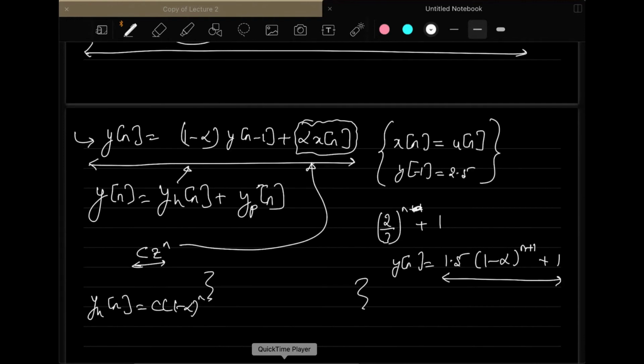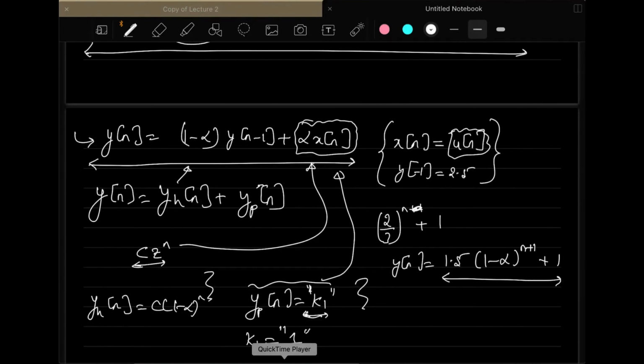And for the unit step, what you are doing is you are assuming a particular solution y_p[n] as k1. This is your assumption because we know that a unit step will have this as the solution. And then what you do is you put this y_p[n] equal to k1 into this expression, and then you can easily solve for the value of k, or you can say k1. The value of k1 will come out to be 1 as you substitute this y_p[n] as a solution, right? So you can put it easily here, it's a constant, so the solution will be k equal to (1 minus alpha) times k plus alpha.